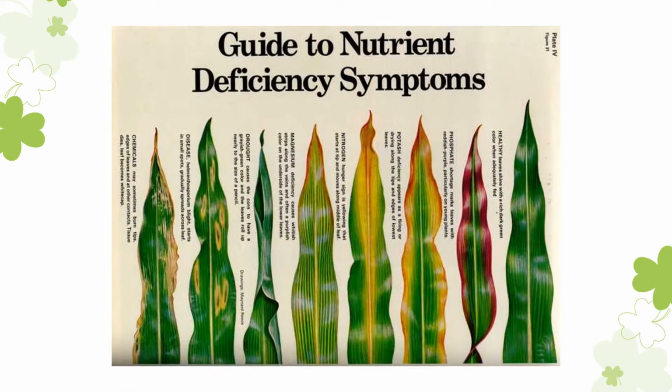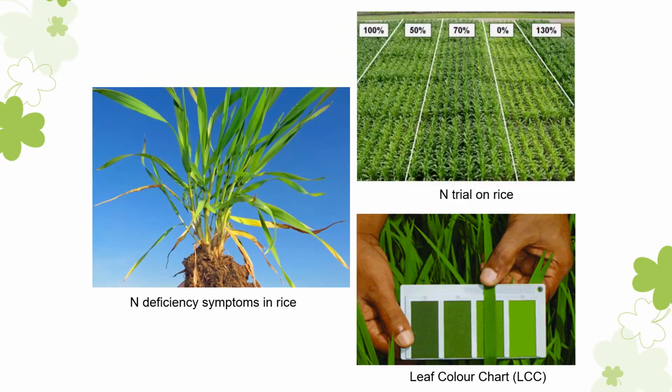This figure shows the guide to the nutrient deficiency symptoms. As we can see, nitrogen deficiency will cause the yellowing that starts at the tips and moves along the middle of the leaves, as shown in the red ring. This figure shows the effects of the nitrogen deficiency in the plants.